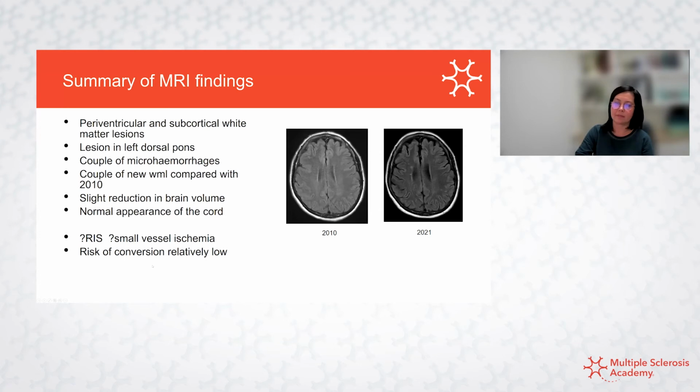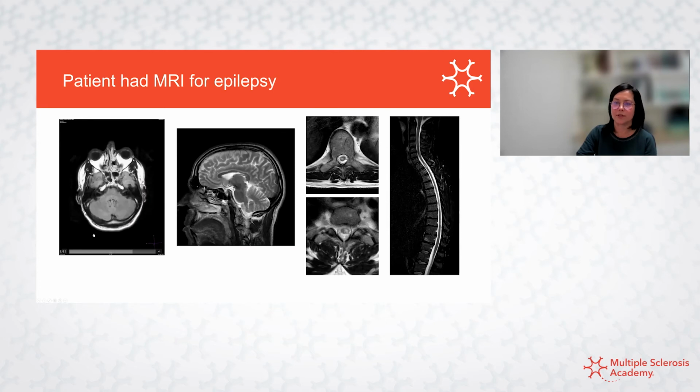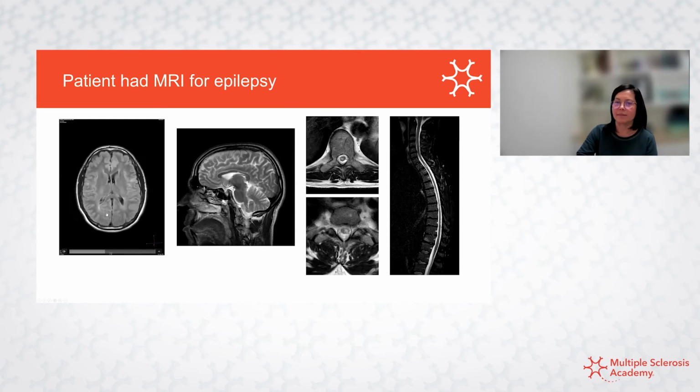So we think probably she's still being followed up. She hasn't developed a clinical episode. We think the risk of conversion to relapsing and remitting MS is likely to be relatively low, as opposed to this patient who presented for an MRI for epilepsy. Again, he's got juxtacortical lesions, multiple juxtacortical lesions. Sorry, that was so quick. So juxtacortical lesions, periventricular lesions, lesion in the brainstem.